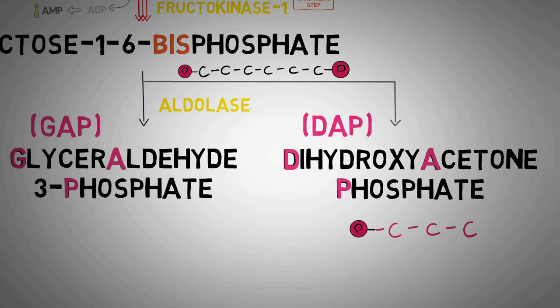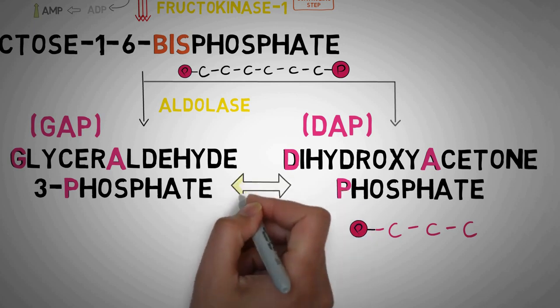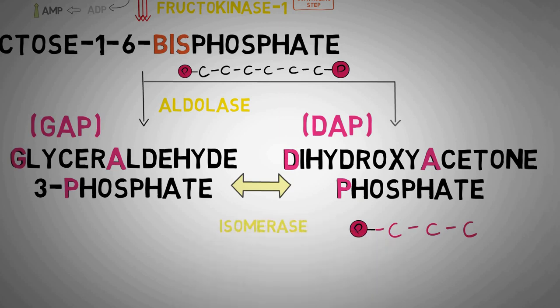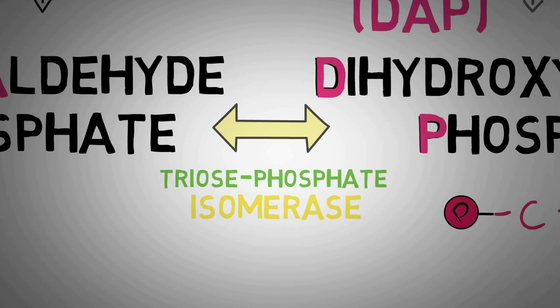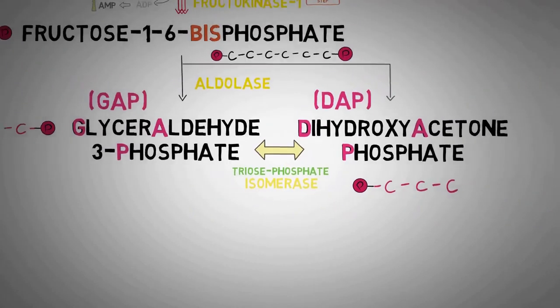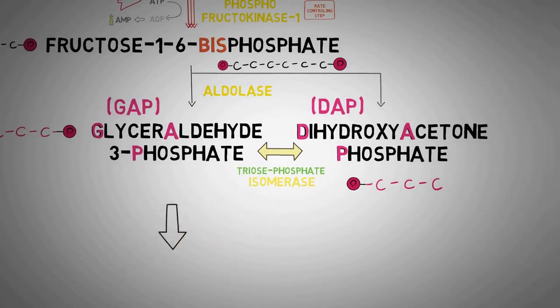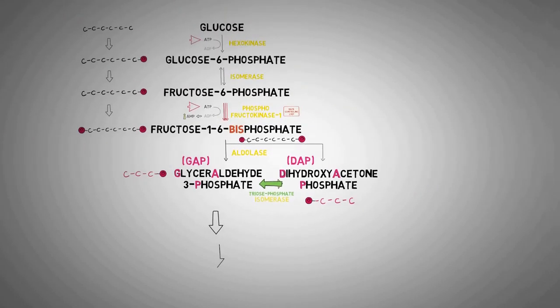Since the reverse reaction of this step, that is the combination of glyceraldehyde 3-phosphate and dihydroxyacetone phosphate, is a type of aldol condensation, this enzyme is known as aldolase. These compounds are isomers and can be readily converted into each other by an isomerase known as triose phosphate isomerase. Again, triose meaning it can act on sugars with 3 carbons only, and isomerase since it is converting one isomer into another. This interconversion is important as only glyceraldehyde 3-phosphate can proceed further with the reactions of glycolysis.